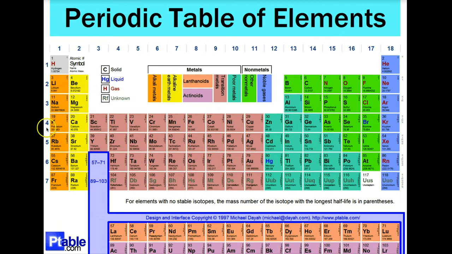Okay, this potassium is going to have 4 electron shells, and it's going to have 1 electron in that shell. And finally, calcium, which is where we're going to stop for this video. Calcium has 4 electron shells, and it's got 2 electrons in that shell.